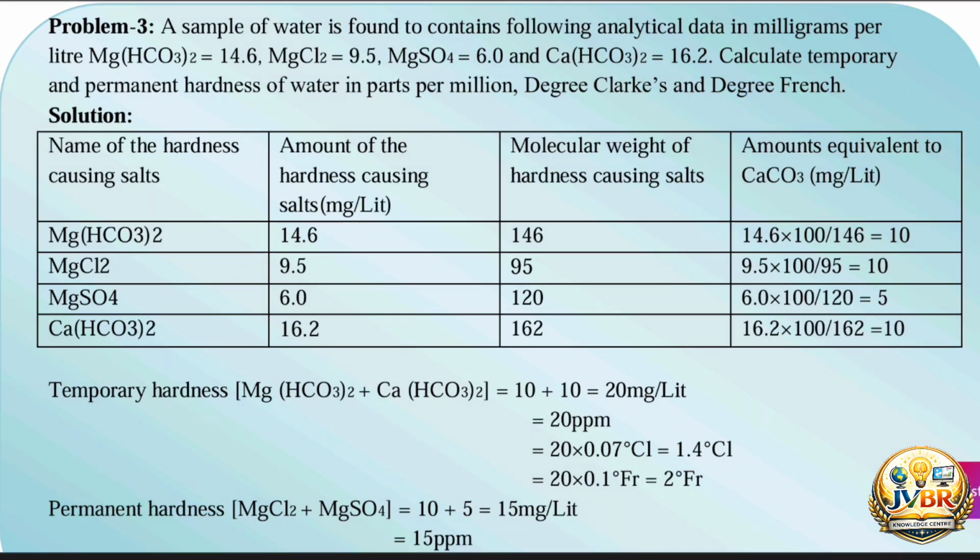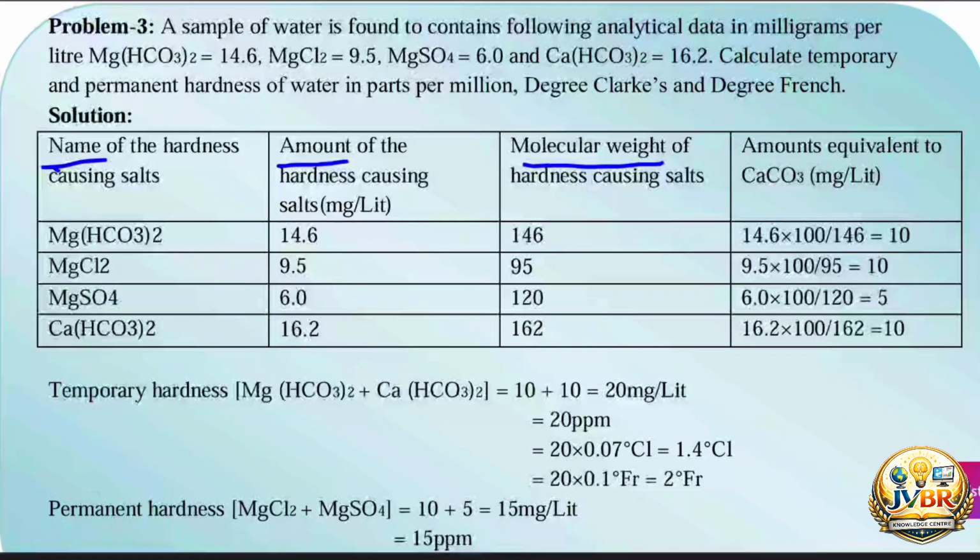A sample of water is found to contain the following analytical data in milligrams per liter: magnesium bicarbonate 14.6, magnesium chloride 9.5, magnesium sulfate 6, calcium bicarbonate 16.2. Calculate temporary and permanent hardness of water in parts per million, that is ppm, degree Clarke and degree French. Coming to the solution, same tabular form. In the first column, name of the salt. Second column, weight amount of the salt. In the third, molecular weight of the given salt.